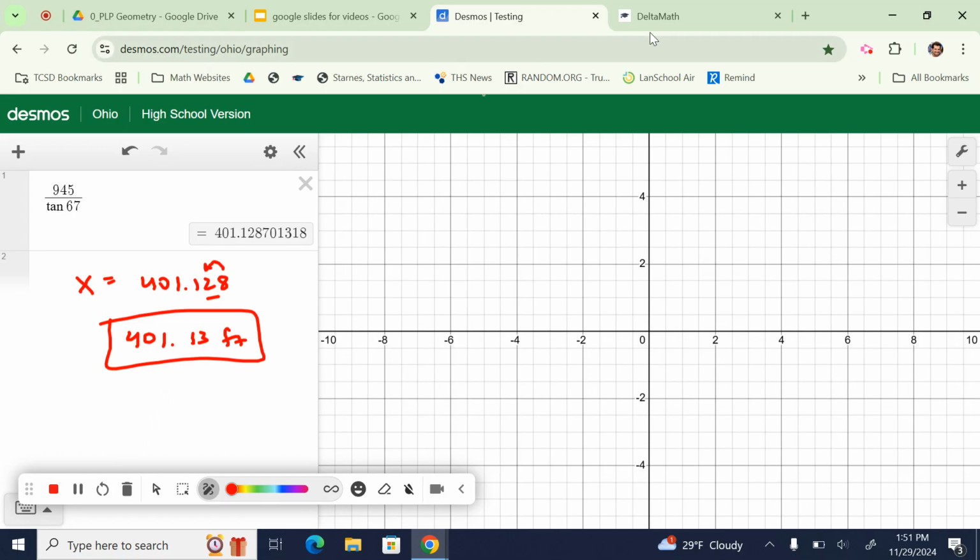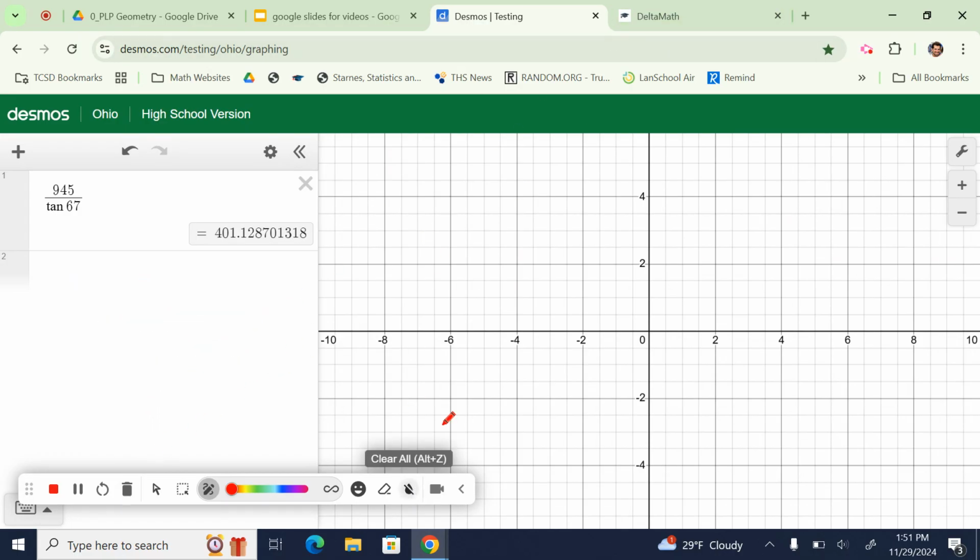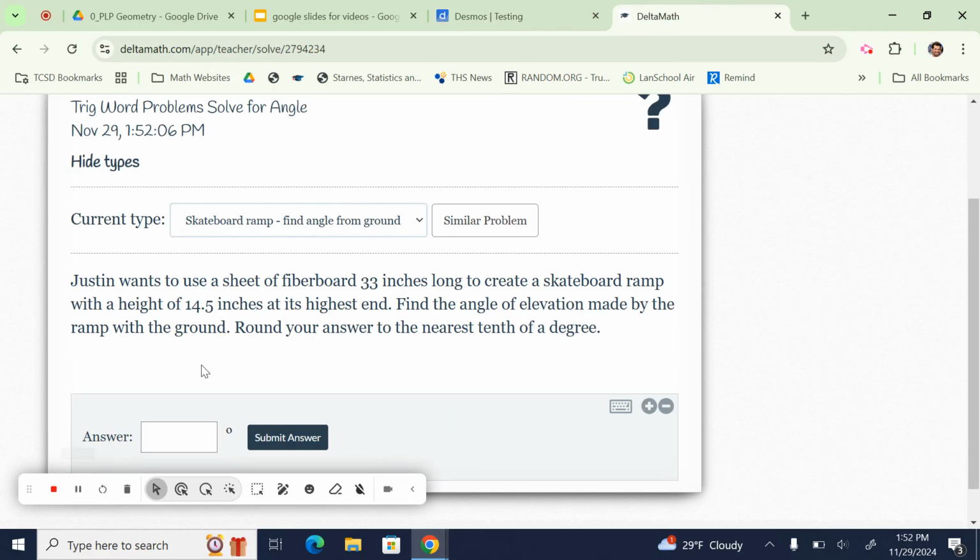Okay, so that was us finding a side length. Let's do one more where I help you guys find an angle measure. Okay, so let's try this one. So it says Justin wants to use a sheet of fiberboard 33 inches long to create a skateboard ramp with a height of 14.5 inches at its highest end. Find the angle of elevation made by the ramp with the ground. Round your answer to the nearest tenth of a degree.